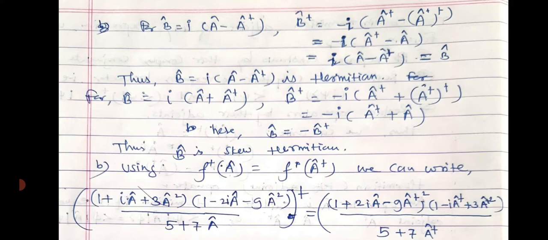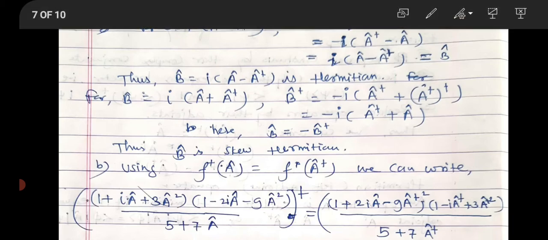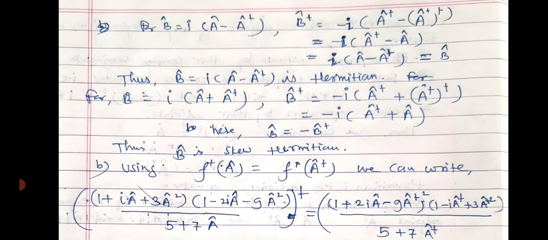Then the second part of this problem is for B equal to i into A minus A dagger. If we take its Hermitian conjugate, that is B dagger, then B dagger is equal to minus i, since the complex conjugate of i is minus i, into A dagger minus A dagger its dagger. So that is minus i, A dagger minus A. If you multiply with this minus sign, that is A minus A dagger. And this is again the same quantity.